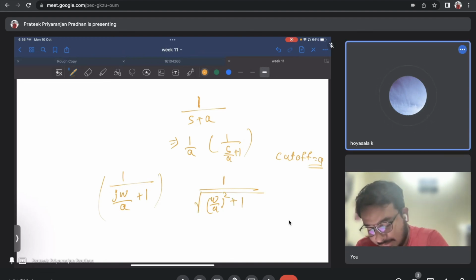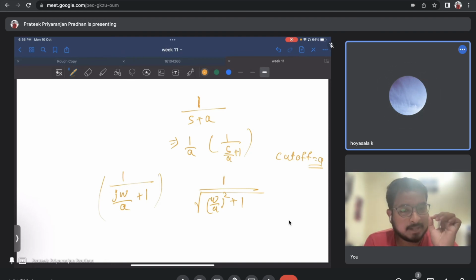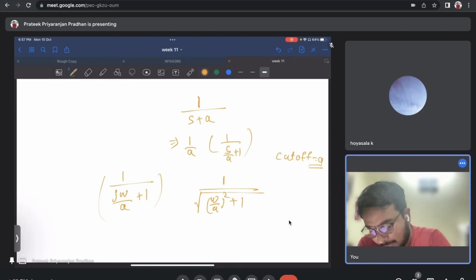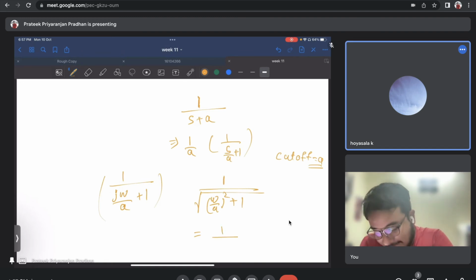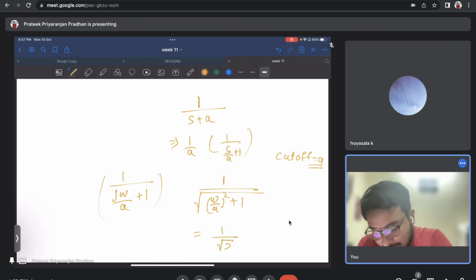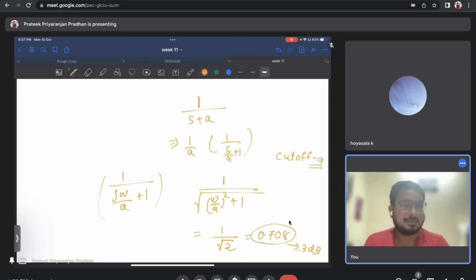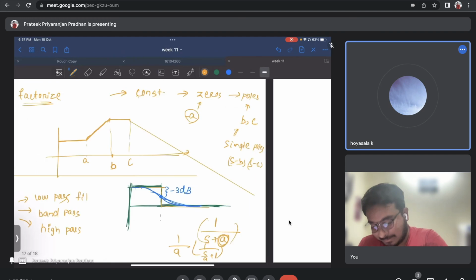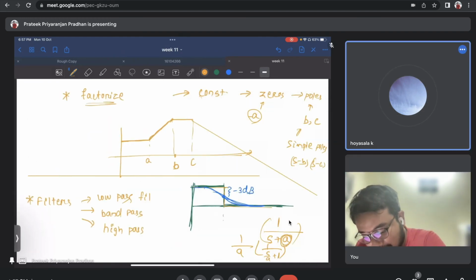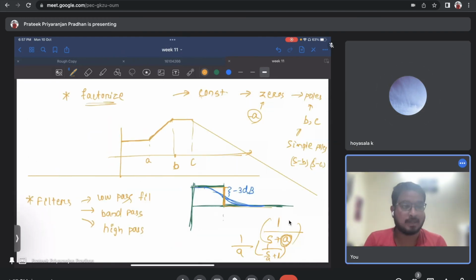Then the cutoff frequency is a, so omega is equal to a. If we put omega equal to a, what will be the magnitude? Exactly, 1 by root 2, which is 0.707. In dB scale, this is negative 3 dB. You understood? That is why at the cutoff frequency there is always a 3 dB drop.